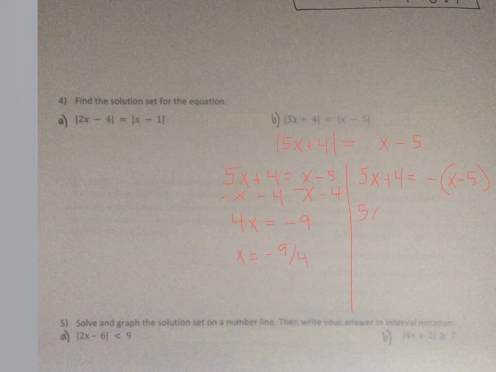Here, if we have 5x plus 4, that's going to equal negative x plus 5. We must distribute that negative sign through. Please, please, please remember to distribute the negative sign through. Okay, I'm going to add the x over, and I'm going to subtract the 4. So we're left with 6x equals 1. Divide both sides by 6, and we have x equals 1/6.